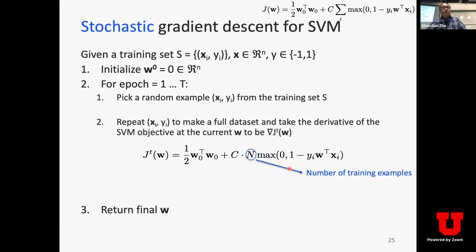And here n is the number of training examples. You update W accordingly, and you finish using one example. You look at another random example, and repeat that n times to fake a full data set, then calculate the gradient, which we should call the stochastic gradient, and do the gradient descent. Keep doing this until you finish T epochs, and then return the final W. So this is the whole framework. Any questions so far?